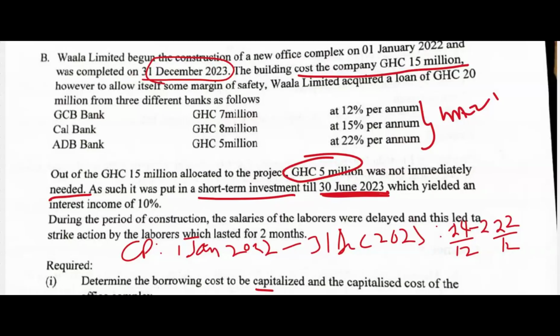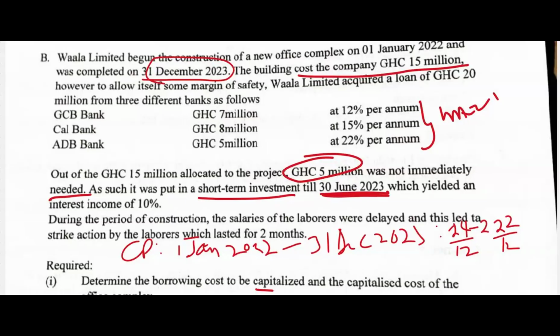So immediately 1 is out, it will be taken out. Are you getting it? So that is it. So yeah, we're going to use 22/12, because 2 months were idle months. Those months, borrowing costs will be suspended. So I'm going to use 22/12.